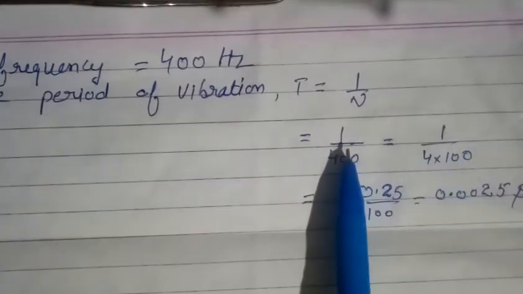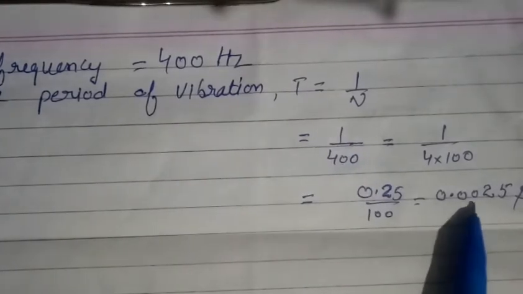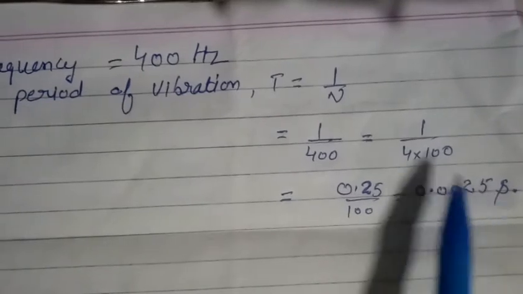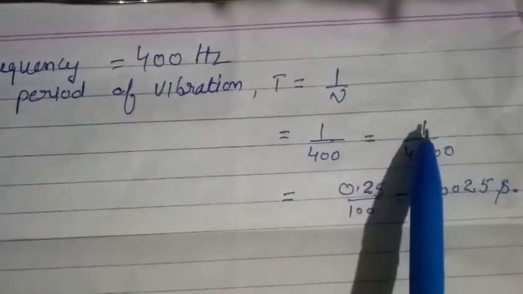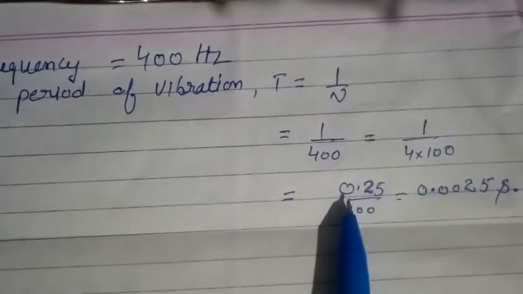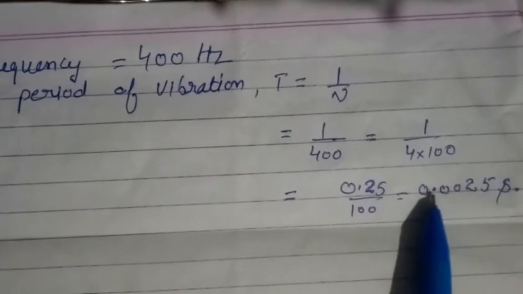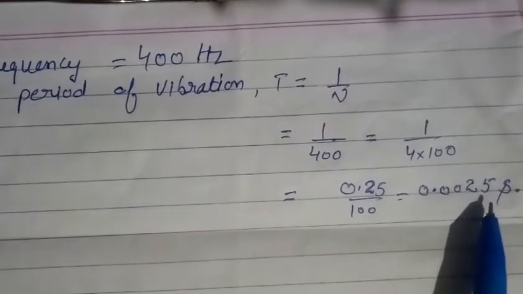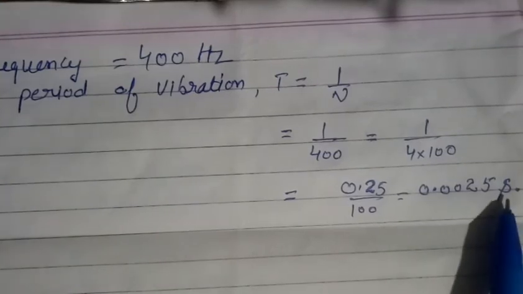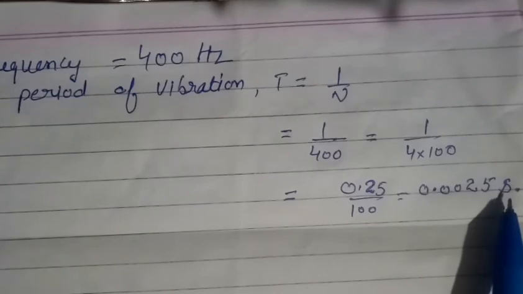You can divide 1 by 400 directly, then you will get 0.0025 second, or you can split it into 1 over 4 multiplied by 1 over 100. First divide 1 by 4 and you will get 0.25, and we have over 100, so 0.0025 second. As we know, time always has the unit second, 0.0025 second, that is in SI unit.